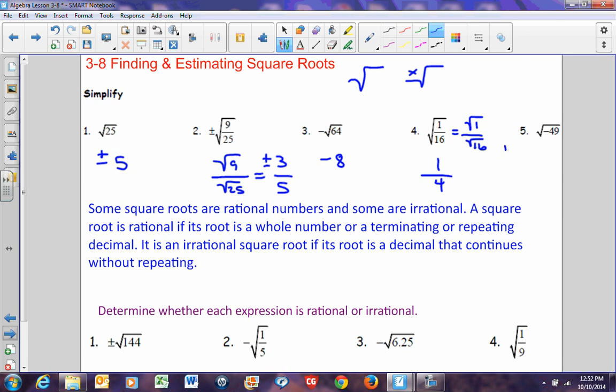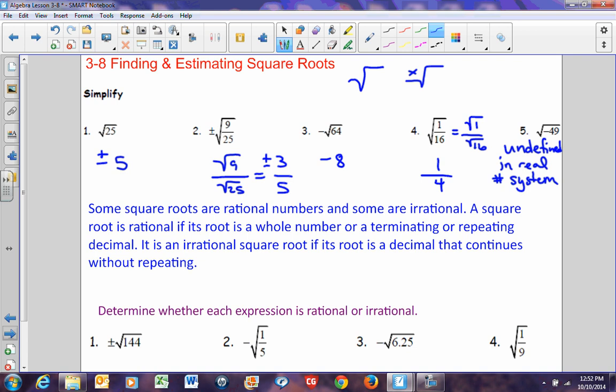Notice I said for the real number system. So this is undefined in the real number system. There is such a thing as the imaginary number system, which you will get to in Algebra 2, and they will address this problem there.